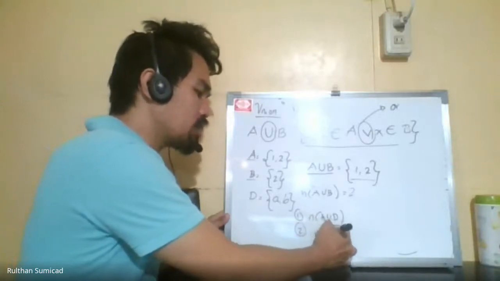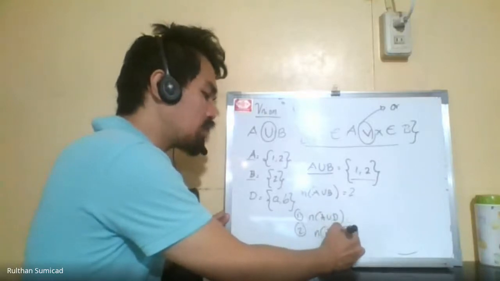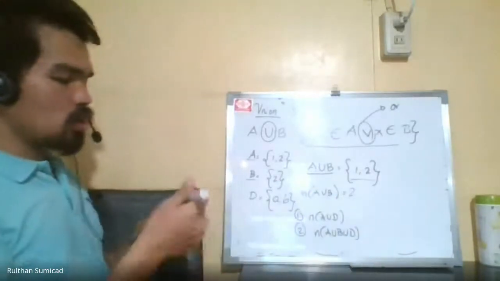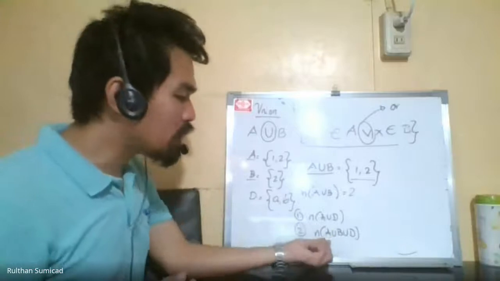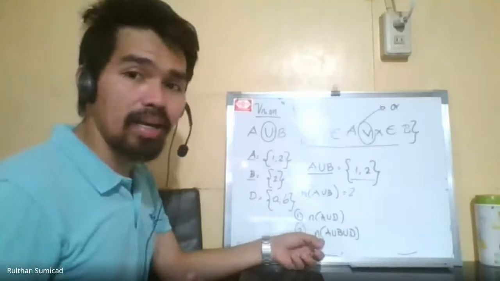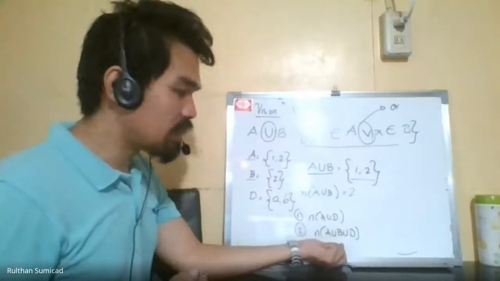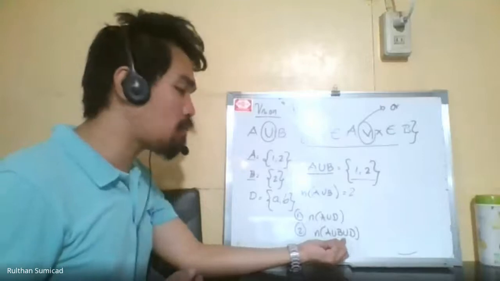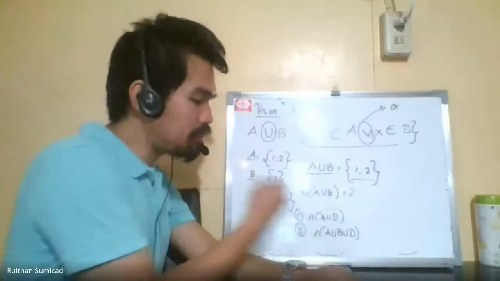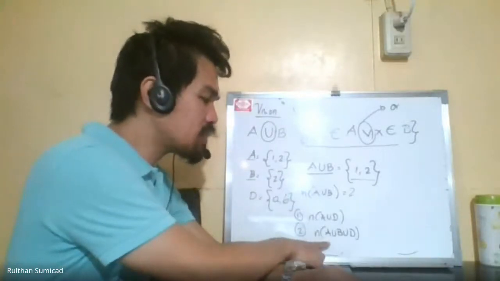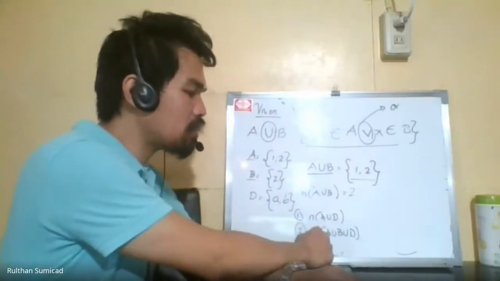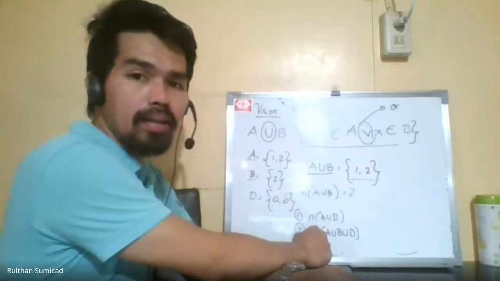Also we have N of A union B union D. I already made a shortcut with it. Before you get this one, you must first know what the elements are in order to find the cardinality, or the number contained in this new set. Again, this is a compound set because it's a combination of two or more sets. You can volunteer and give us the cardinality of set A union B union D, and then the cardinality of A union D.